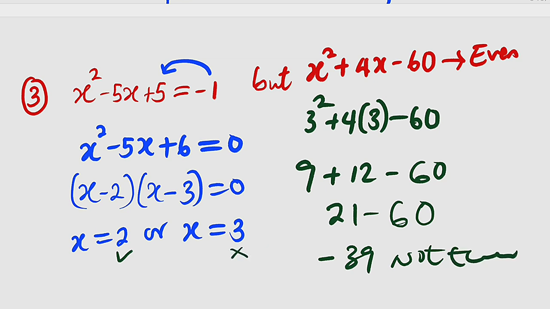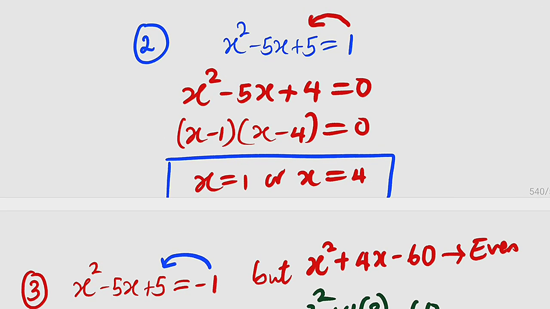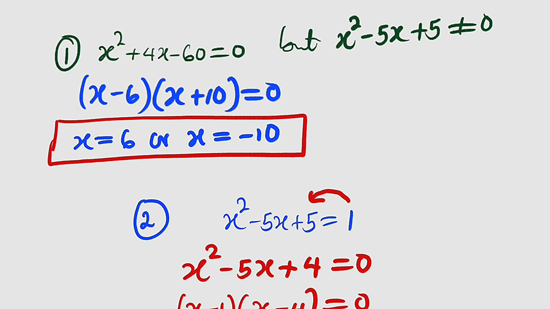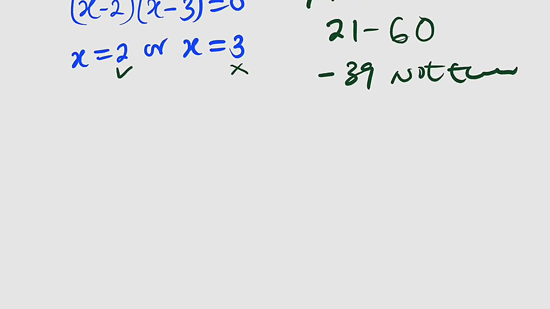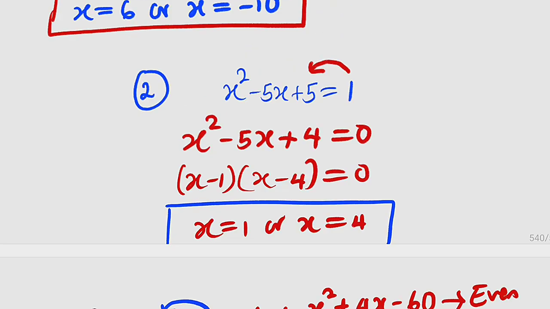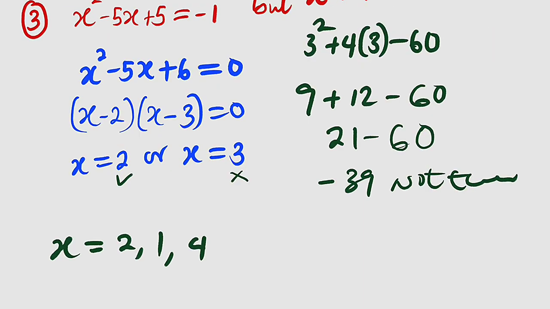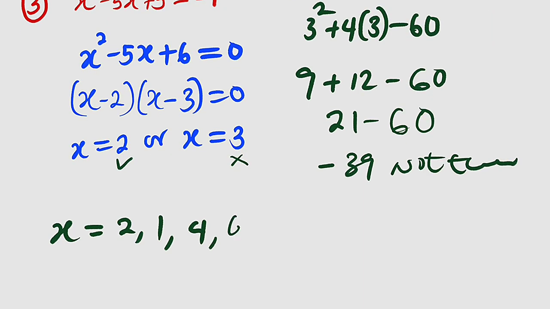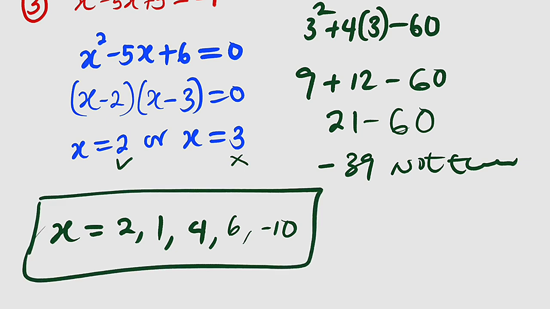So far we have 5 solutions. x could be 2, 1, 4, 6, and negative 10. So let's write all of them together. x value could be 2, it could be 1, it could be 4. Then we have 6 and negative 10. These are the solutions to this problem.